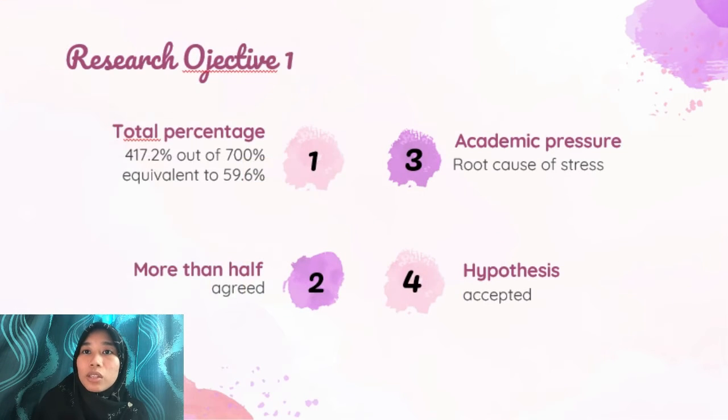The total percentage of students that agree that academic pressure has caused stress among university students is 417.2% out of 700%, which is equivalent to 59.6%. So more than half of the students agree that academic pressure has caused stress among university students. So the hypothesis is accepted.